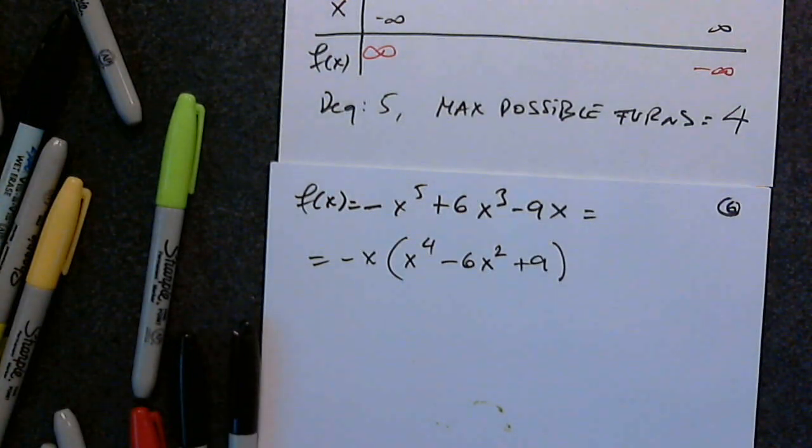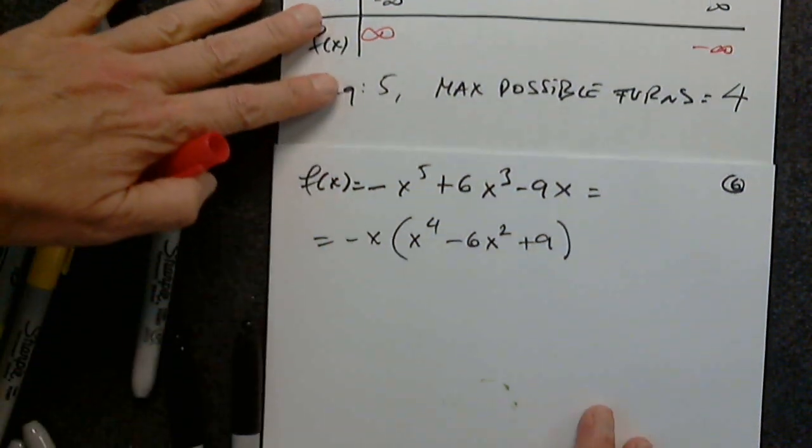Now I look at this inside trinomial, and I have to dig deep. Why? What type of equation, I shouldn't say equation because it's not an equation yet, but what type of polynomial is this? x to the 4th minus 6x squared plus 9. How many solutions will it have when I set it equal to 0? Perfect. What type of equation will that be? We've seen this before. Quadratic in form, exactly.